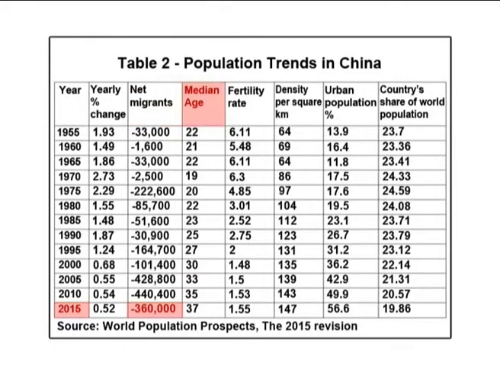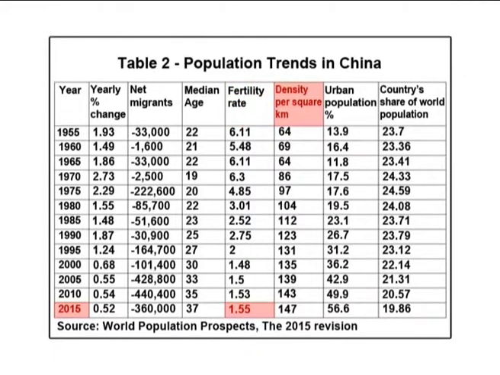The median age has increased from 22 years in 1955 to 37 years in 2015. This shows a trend towards an aging society. The fertility rates, on the other hand, have declined, conforming to the theory of demographic transition. The number of children born per woman has almost reduced three times, from 6.11 in 1955 to 1.55 in 2015.